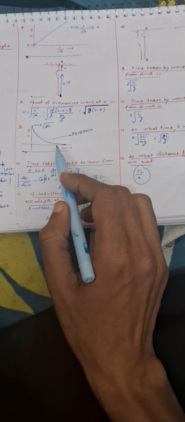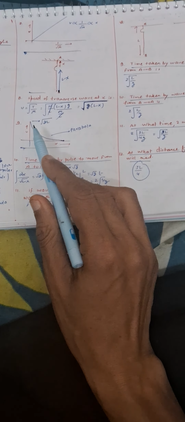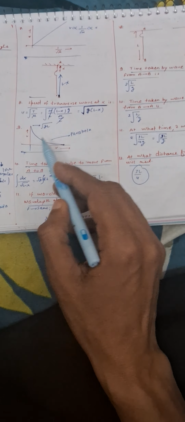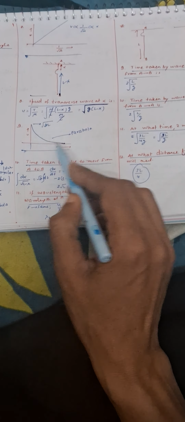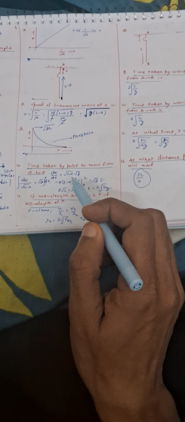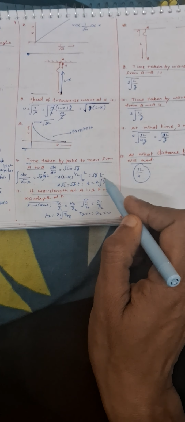Next is the V-x graph. The V-x graph here will be a parabola, and at x equal to 0, V will be root gL, and at x equal to L, V will be 0. So it will be a parabola like this. Next is the time taken by the pulse to move from A to B. So we take V as dx by dt, which will be this. Integrating the above expression, we get T as 2 root L by g.